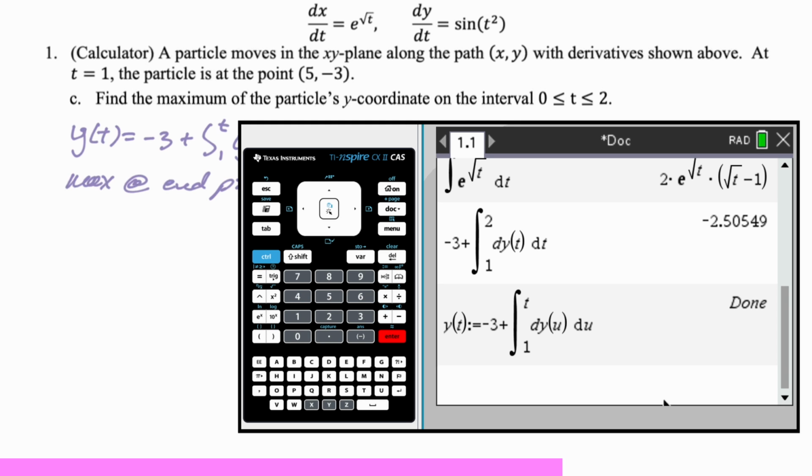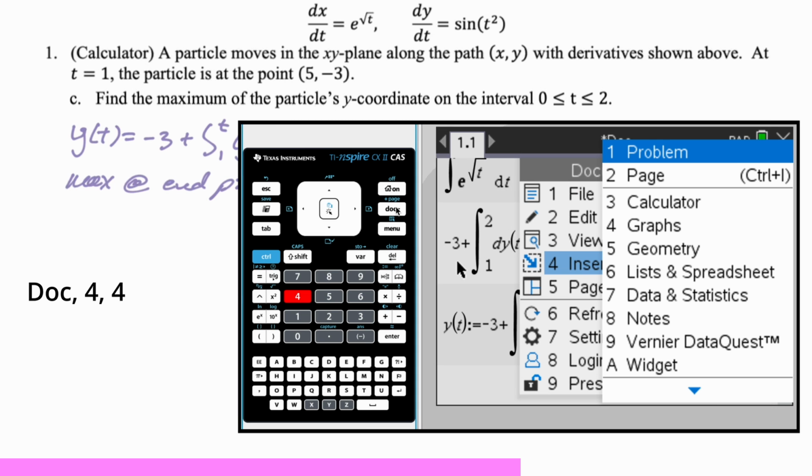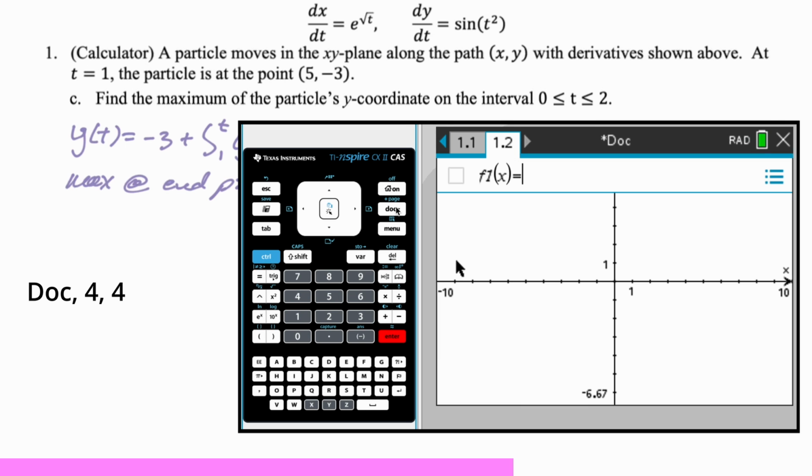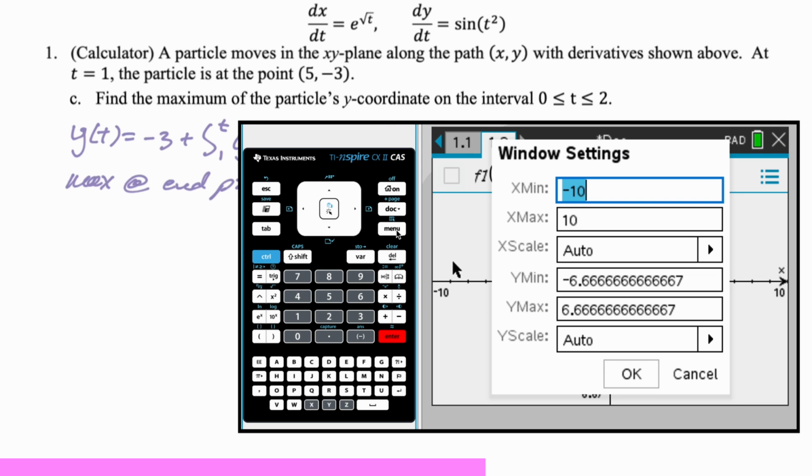I also want to be able to find where y prime is equal to 0. Since y prime is sine of t squared, anything with trig, I think it's always better to just do it on a graph page. So I'm going to insert a graph page. And I'm going to change the window. It's a good idea to change the window before you graph a thing, because if the function is complicated, things will be gross outside the exact window that you specified. So I'm going to change that to 0 to 2.